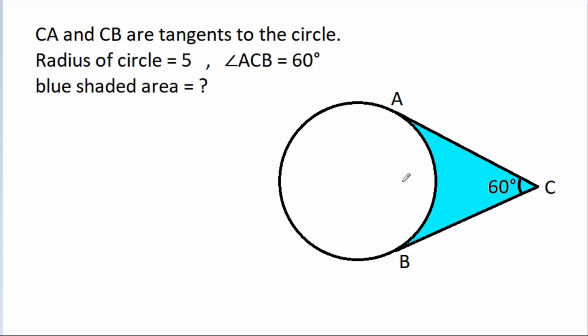In this video, we have been given that CA and CB are tangent to the circle, the radius of the circle is 5, and angle ACB is 60 degrees. Then we have to find the blue shaded area. So, first method.